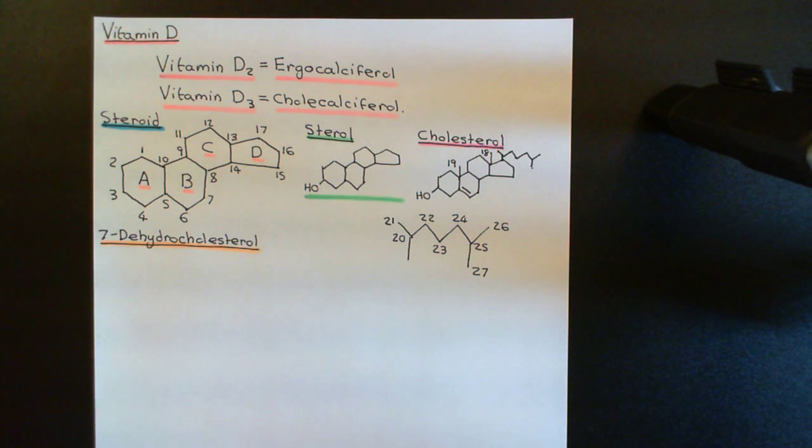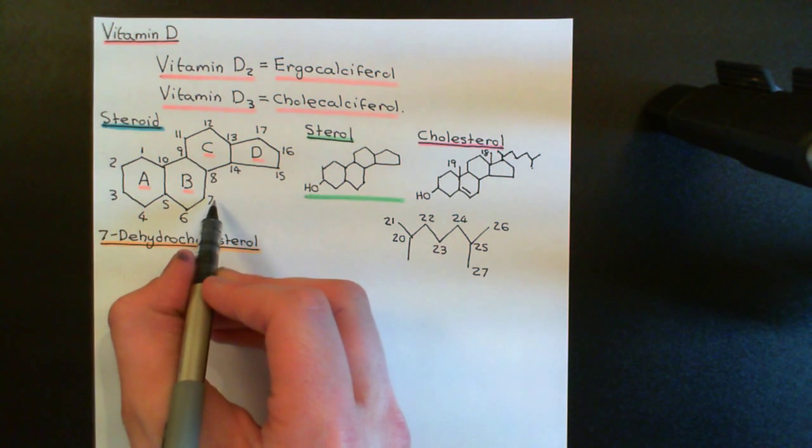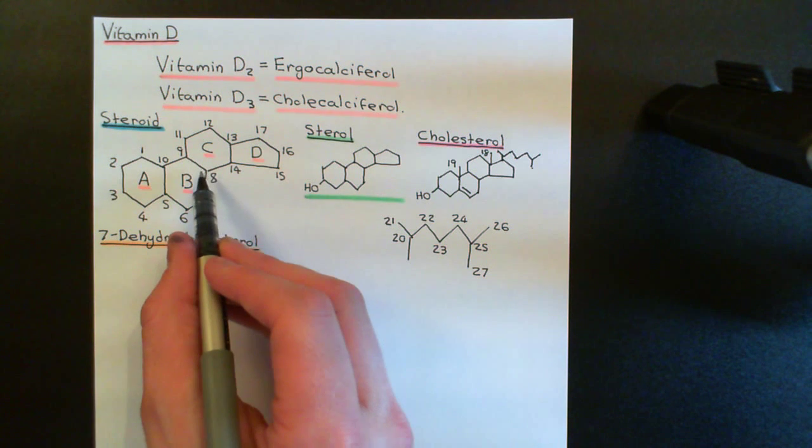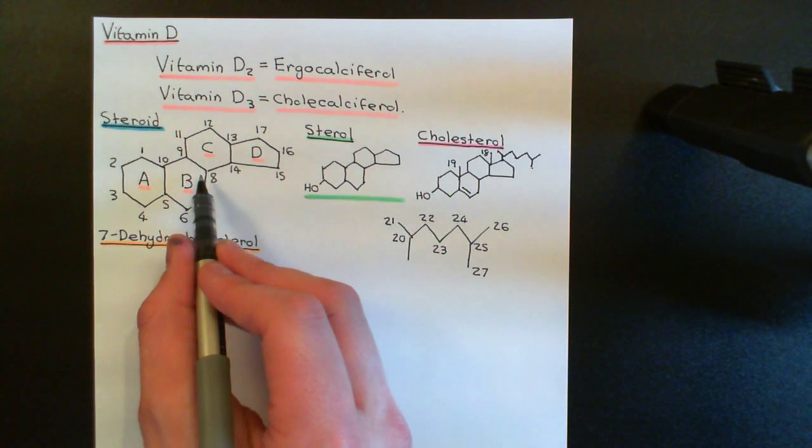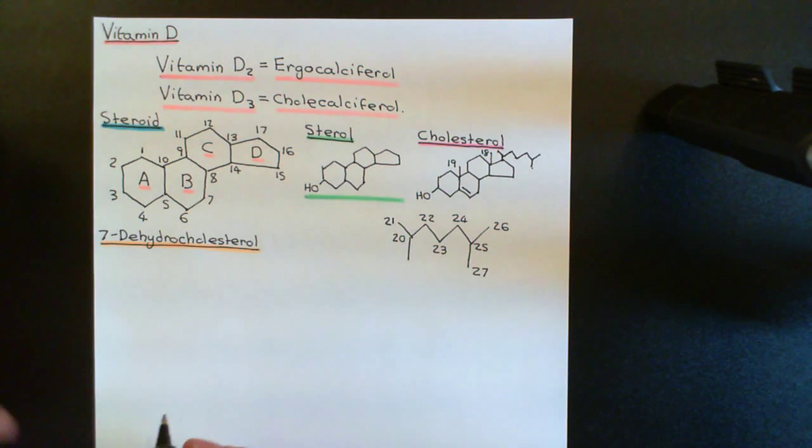Dehydro, we're going to get rid of a hydrogen. So we're going to take one of the hydrogens off carbon 7, and we're also going to take a hydrogen off carbon 8 here. And we're going to form a double bond between the two.